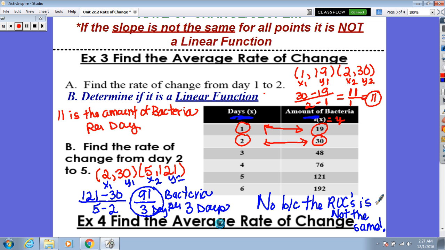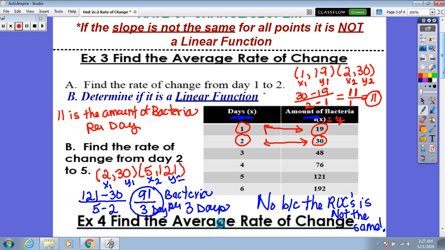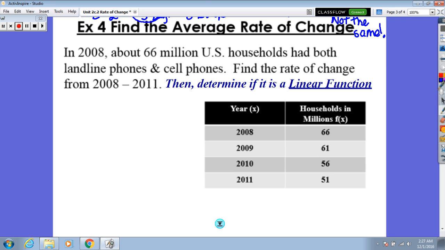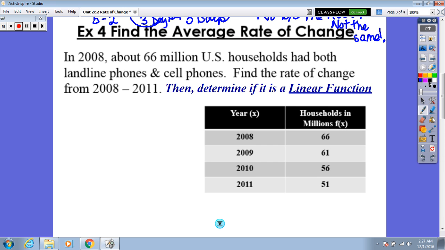So you have one of these problems on your CDA where they ask you to pick all of the functions that would be linear. So whenever you see a table, you know you have to do the rate of change. All has to be the same. Now, if they give you a graph, that's going to be obvious. If it doesn't look like a line, it's not a linear function. It has to be a straight line. Alright, so you can pause the video and let them try number 4.